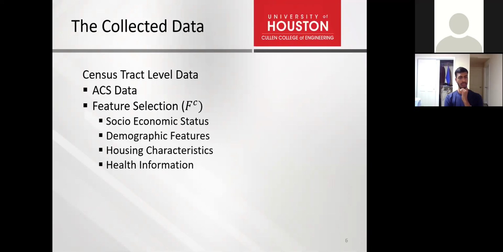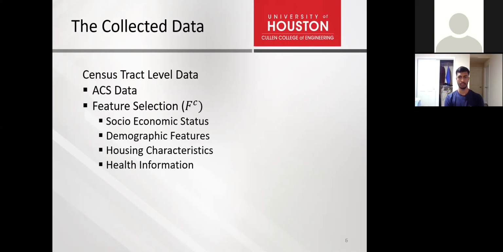So these socioeconomic statuses, for example, include the income levels, the food stamps, the range of the population in a particular income bracket. The demographic features, for example, included the information on what percentage or what is the actual number of the people who belong to a particular race, such as African American, Hispanic, white, and others. And the housing characteristics included information such as what is the size of the household, is the house being rented, how long the owner has occupied the house for, and the health information included information such as health insurance statuses, what are the different age groups in these health insurance statuses, and so on.